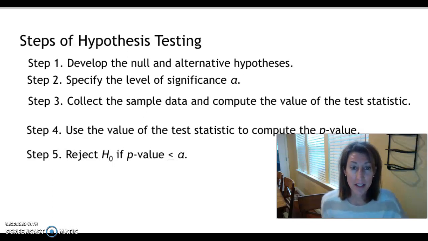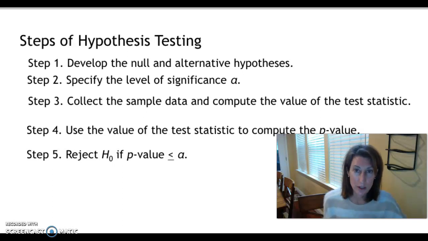The first step of hypothesis testing is to develop the null and alternative hypothesis, and I'll talk more about that in a minute. The second step is we specify a level of significance. You might remember this from Chapter 8 in confidence intervals. The alpha is the difference, 1 minus the confidence level. It's the things in the tail. Basically, this is given to you in a problem, so you don't have to sweat it. Step 3, we're going to collect some sample data, and we're going to compute the value of the test statistic, either the z-score or the t-score.